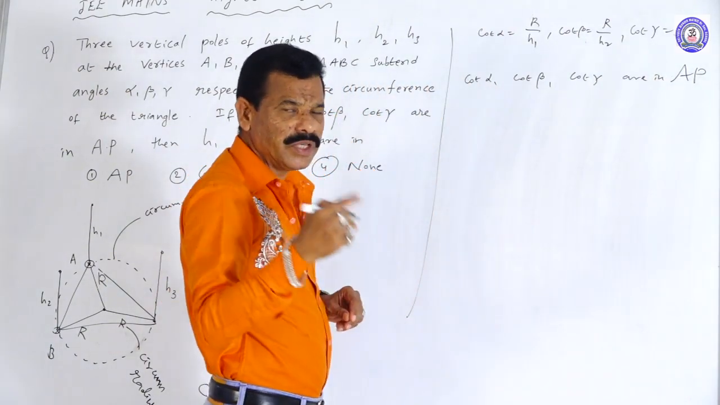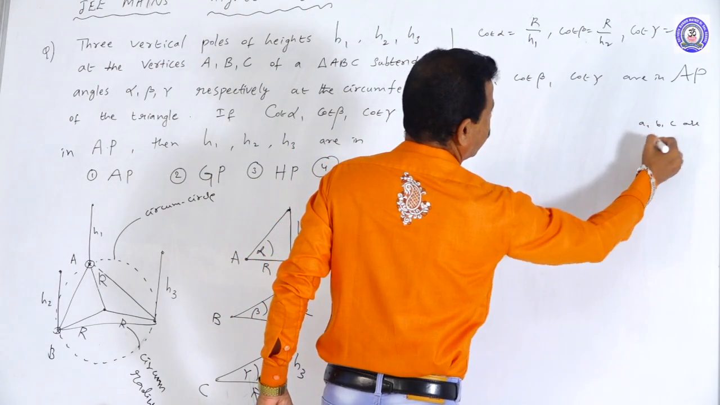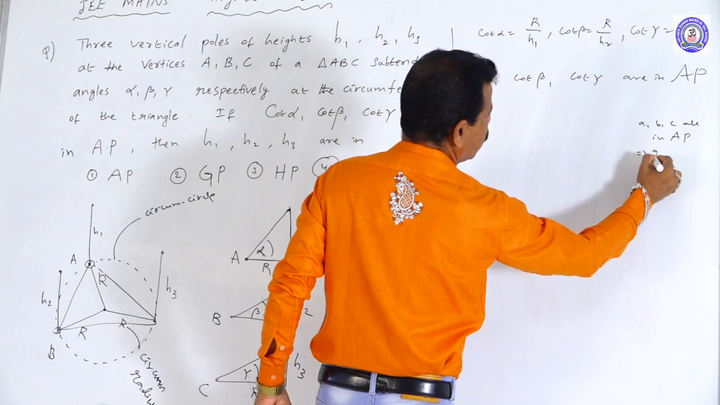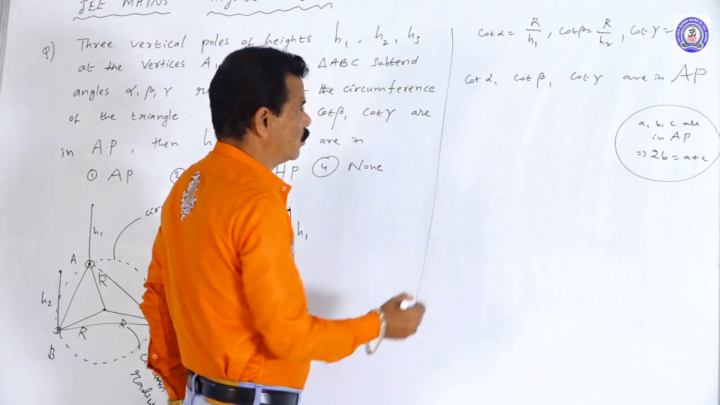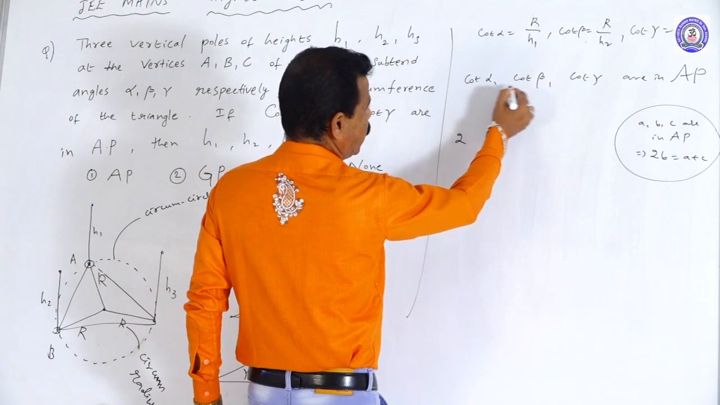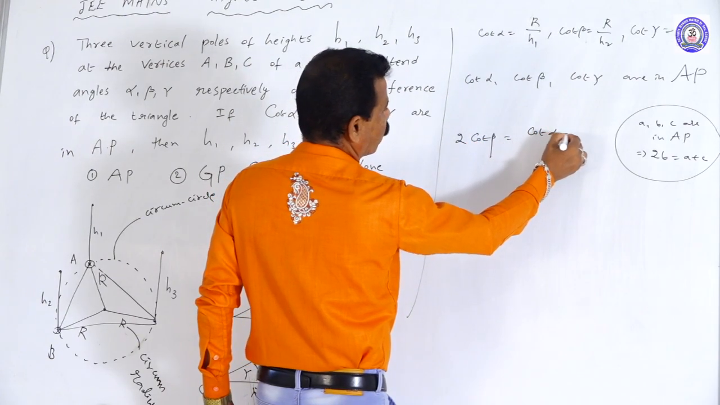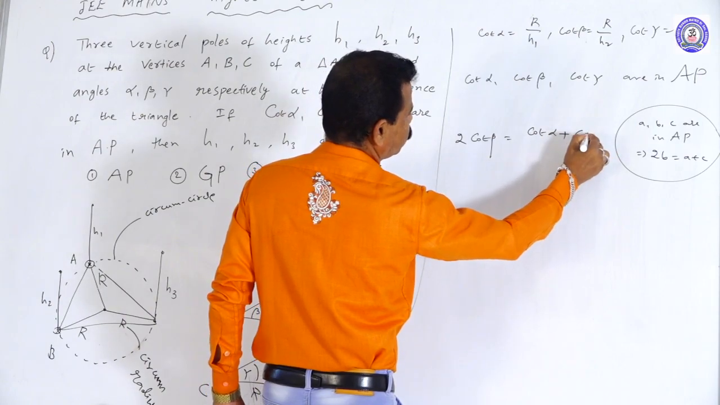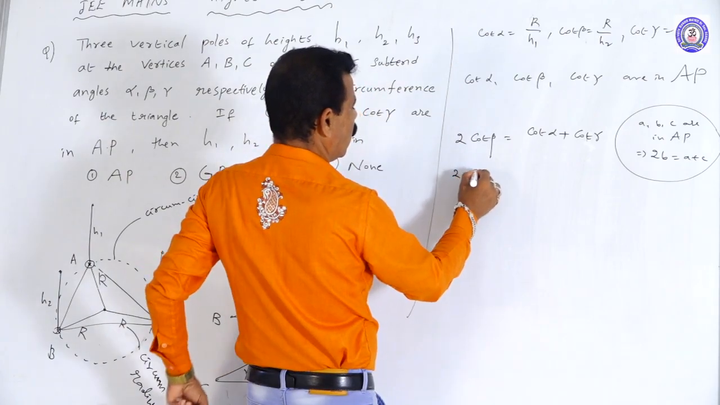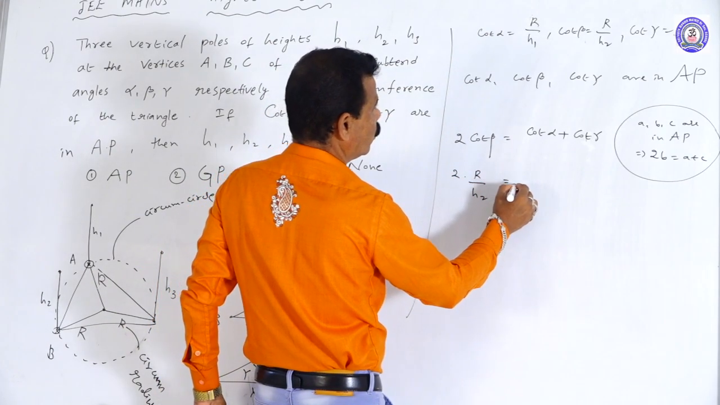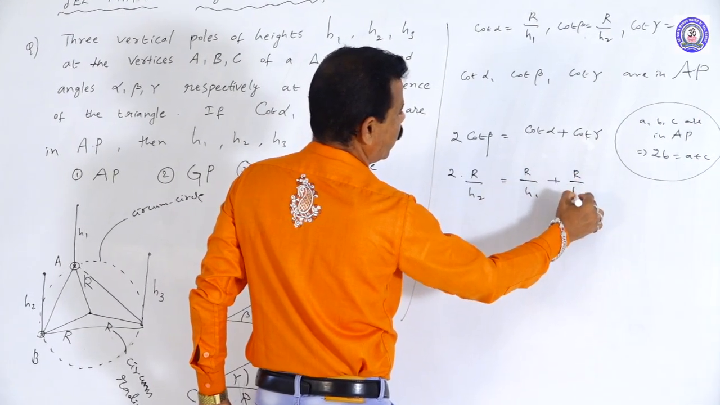So the AP condition: if A, B, C are in AP, then the condition is 2B is equal to A plus C. According to that, B is cot beta, A is cot alpha, C is cot gamma. So 2 times cot beta, R by h2, is equal to cot alpha, R by h1, plus R by h3.